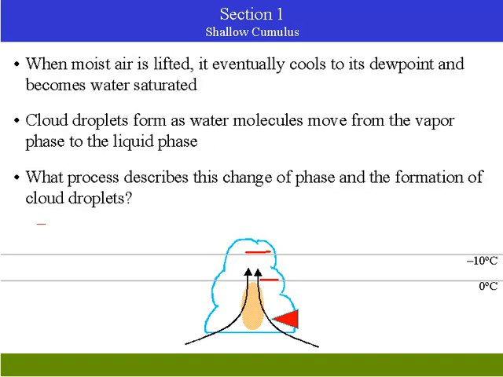This is the first question from the session. When moist air is lifted, it eventually cools to the dew point and becomes water saturated. We say that cloud droplets form as water molecules move from the vapor phase to the liquid phase, and we ask what process describes this change of phase in the formation of cloud droplets. And of course the answer to that is condensation. Fairly simple answer. You can see these are going to be fairly straightforward questions.